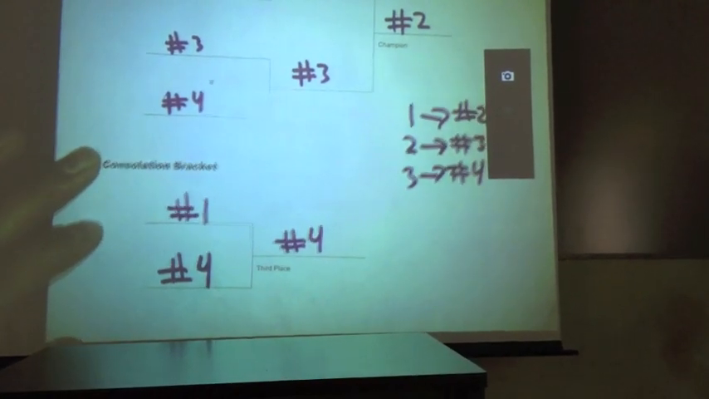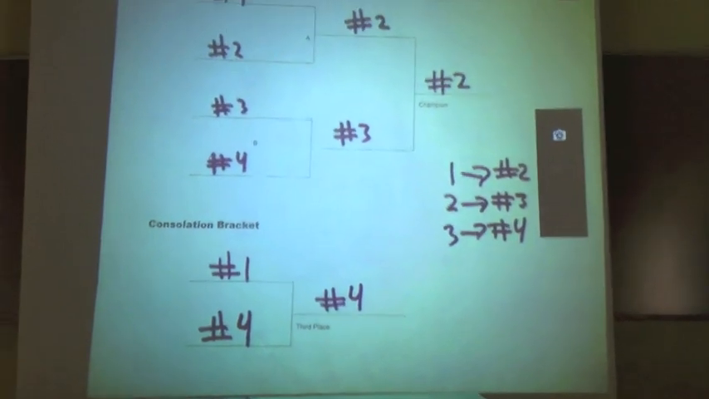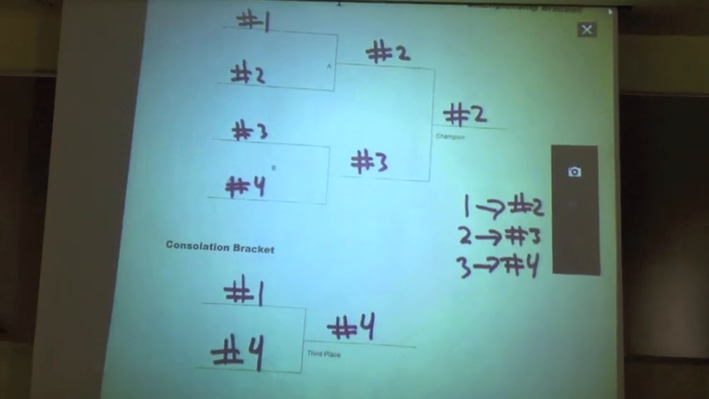I'm going to move the paper over so you kind of just get a feel for what everything looks like. And that is how you do a 4-man double elimination bracket.